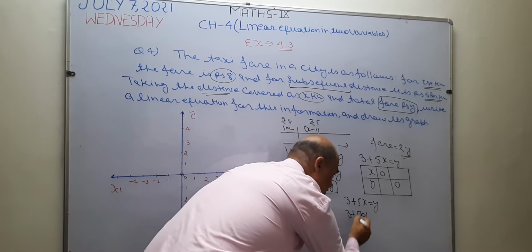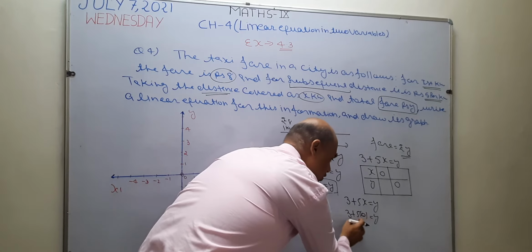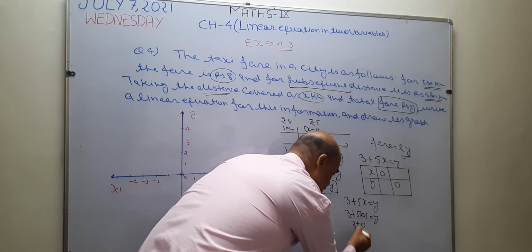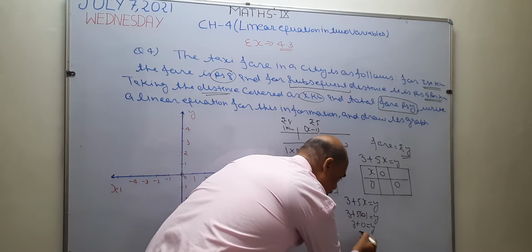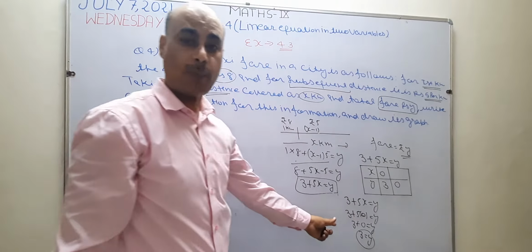Instead of x I am going to write 0. When I write 0 instead of x, this becomes 5 into 0, which is 0. And this 3 is going to remain the same. Now 3 plus 0 is 3, so the value of y becomes 3. So I write here 3. I hope it is clear.